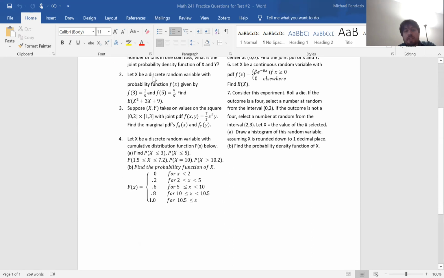Let X be a discrete random variable. Okay, I'm going to do 4 first, though, because I said number 4 first. So let X be a discrete random variable with cumulative distribution function capital F of X below. So let's find each of these. So for A, it's find the probability X less than or equal to 3, right?